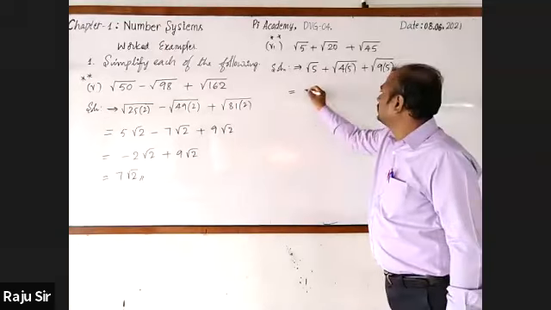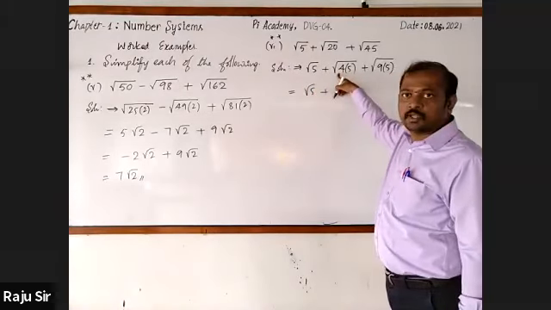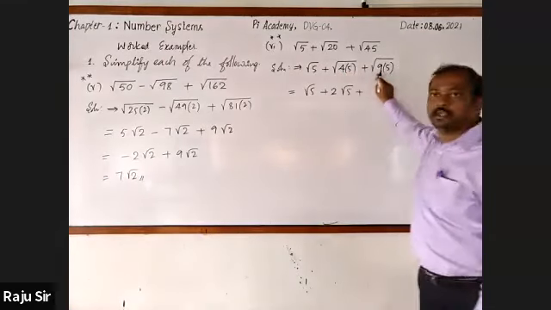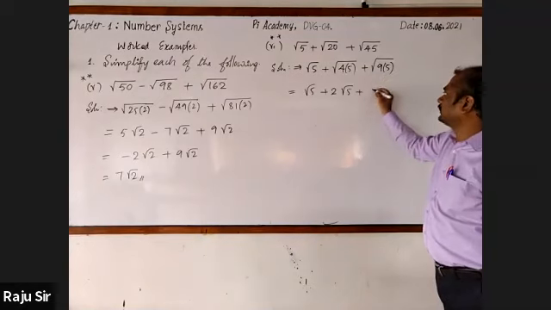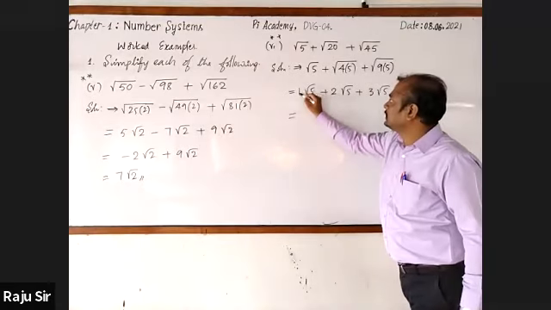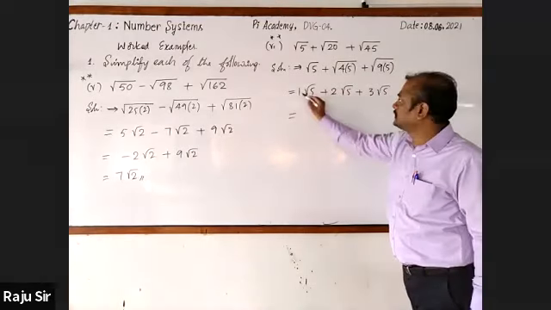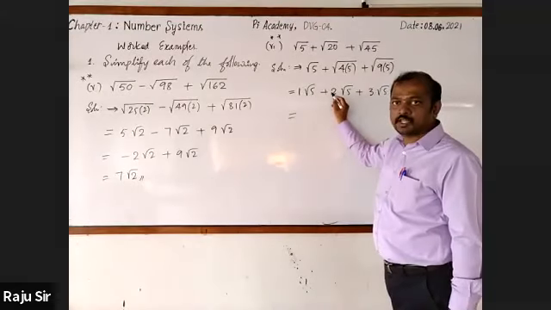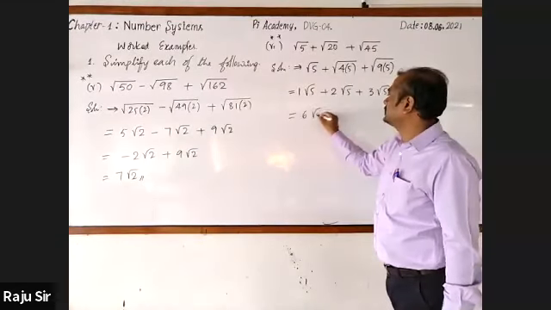Prithvi, are you writing with me? Yes. Okay. It is root 5 plus square root of 4 into 5. Square root of 4 is 2 into root 5. Then square root of 9 into 5. Square root of 9 is 3 into root 5. Then all are like terms: root 5, root 5, root 5. So just go for simplifying by taking the coefficients. Here is 1, here is 2, here is 3. 1 plus 2 is 3, 3 plus 3 is 6. 6 into root 5.